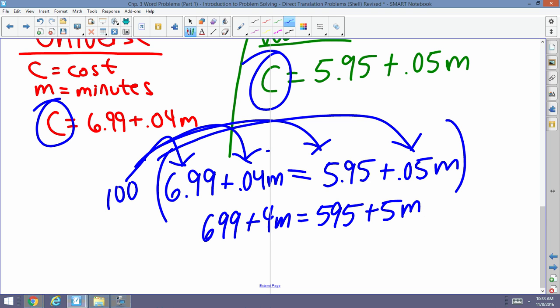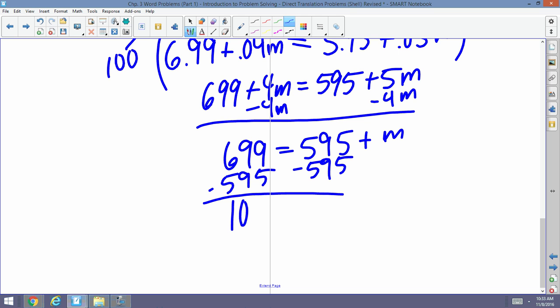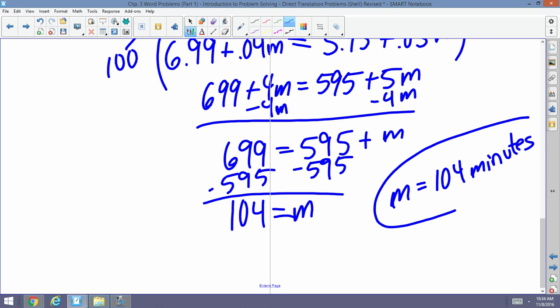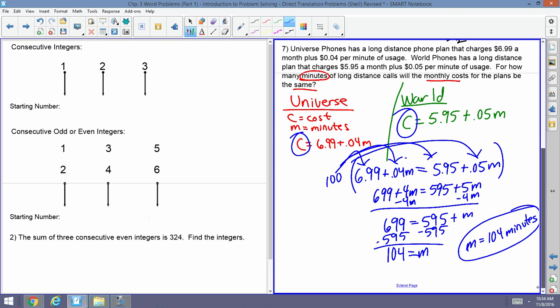This is why we learned that skill, to make our lives easy. Now I'm going to subtract 4m from both sides, and I have 699 equals 595 plus m. Subtract 595 from both sides, and this will give me 104 equals m. So my answer is 104 minutes. If I talk for 104 minutes in long distance using either of these plans, I'm going to have the same exact cost.